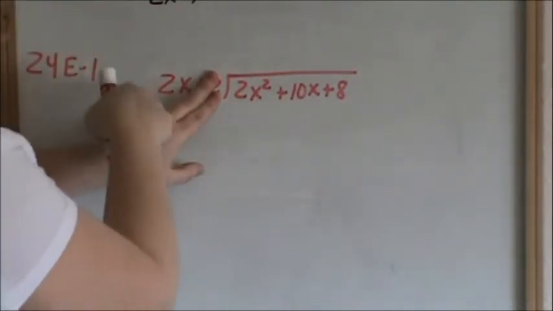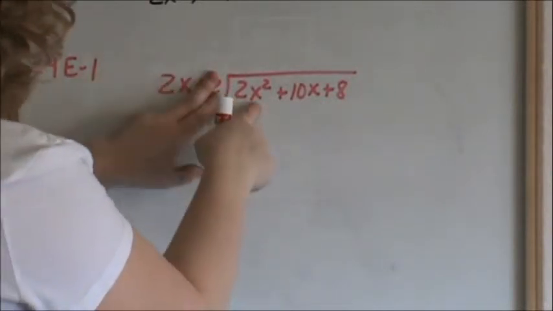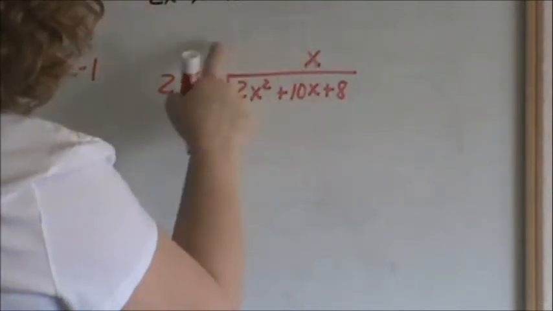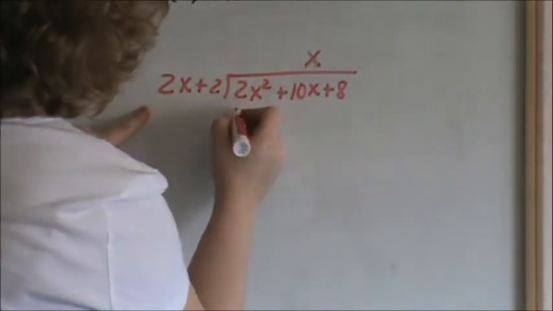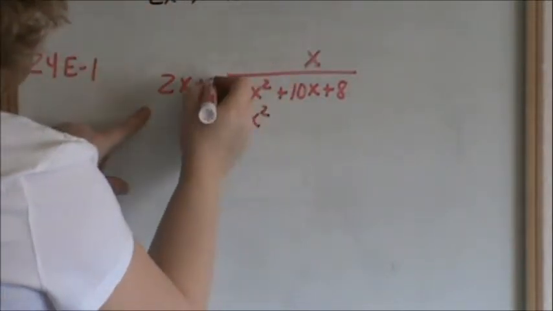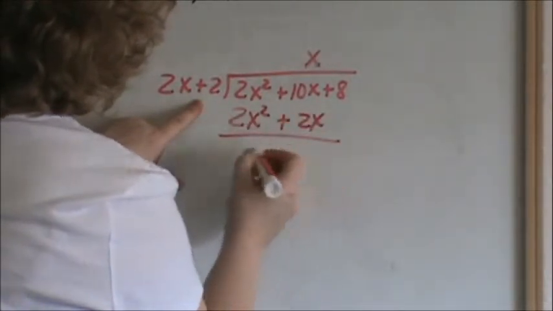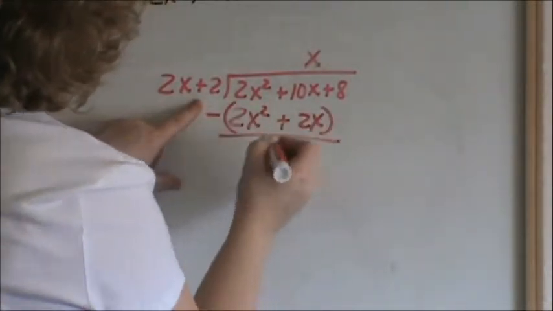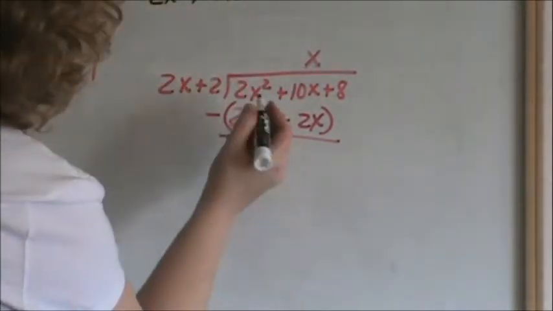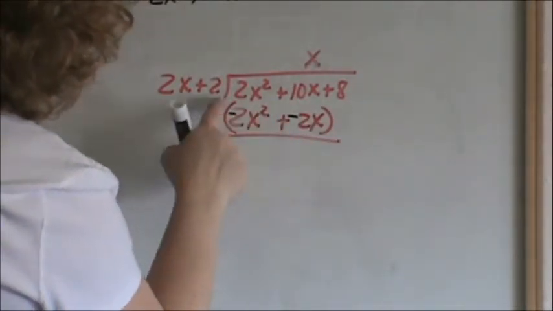You can think of it like this. 2 divided into 2 is what? 1. X into x squared is just x. Double check yourself. X times 2x does give you a 2x squared. X times a positive 2 gives you a positive 2x. Now you are subtracting everything. This negative gets distributed to each thing. So this becomes a negative, this becomes a negative. A negative times a positive, negative times a positive.